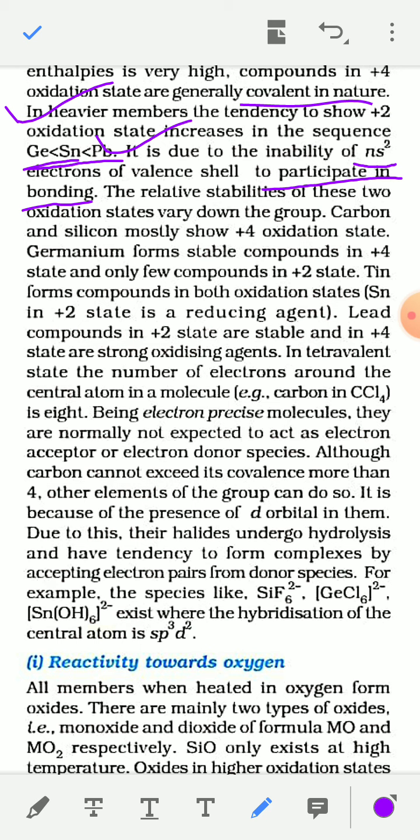I've told carbon and silicon mostly show the +4 oxidation state, and germanium forms stable compounds in the +4 state, and only a few compounds in the +2 oxidation state, and tin forms compounds in both oxidation states, that is +2 and +4. And lead compounds in the +2 oxidation state are more stable, and the +4 oxidation state of lead is a strong oxidizing agent.